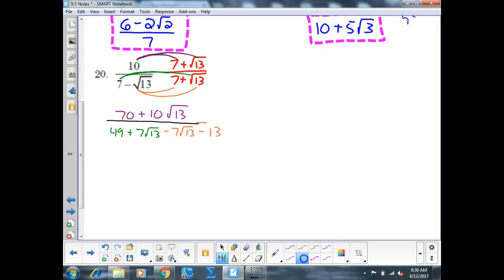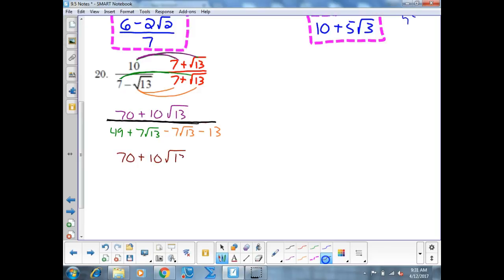Oops. My twos? Oh, it might be that way. Okay, alright, so that gets me to 70 plus 10 square roots of 13 all over 36.